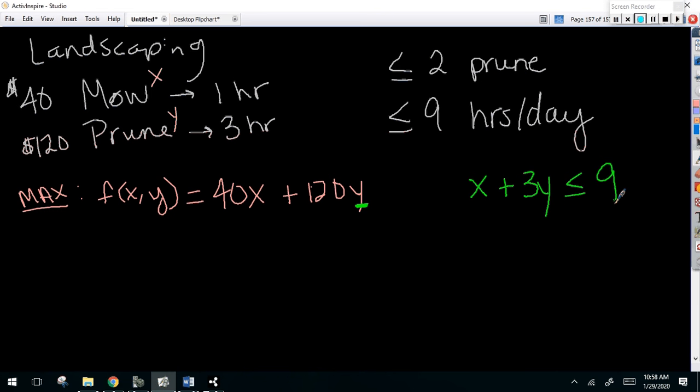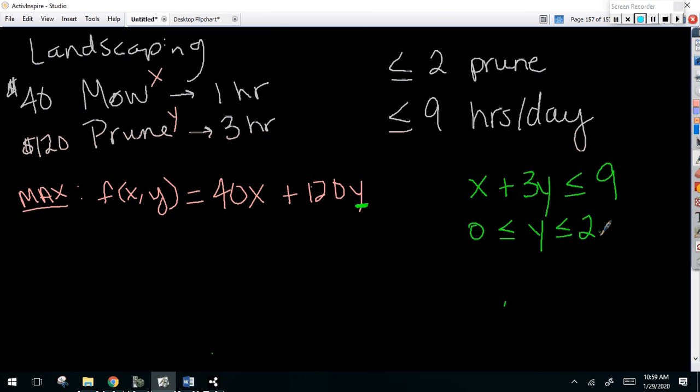You got 2 prunes a day, is that what it is? 2 prunes a day, but really, prune is my Y, right? I can't do less than 0, right? This is where my first quadrant comes in. So I'm really between 0 and 2. My Y is in prune jobs, that's right. So between 0 and 2.